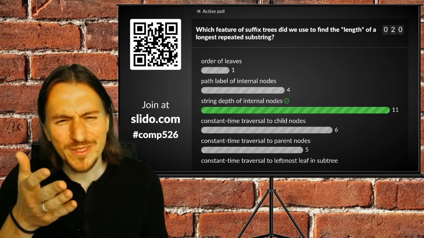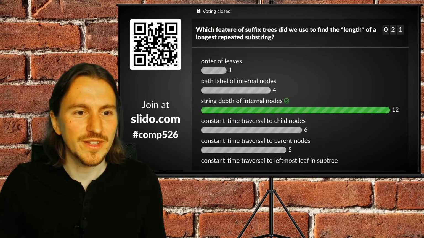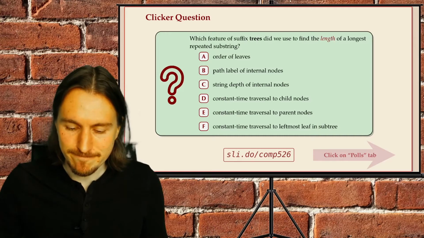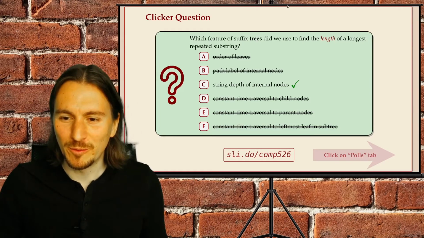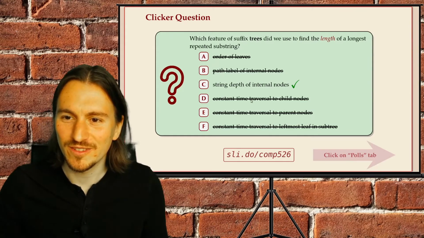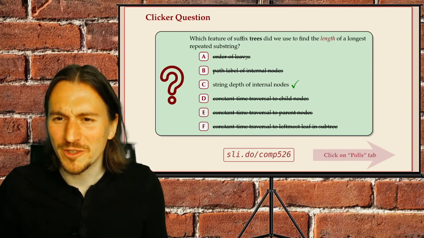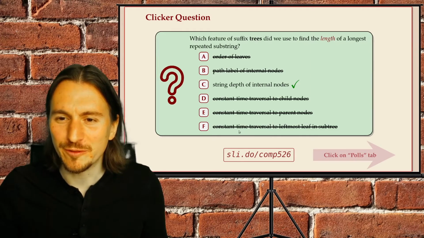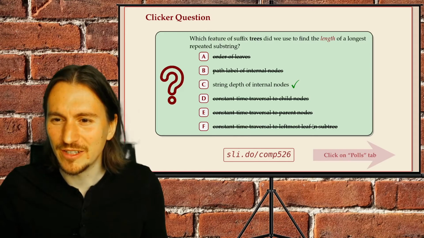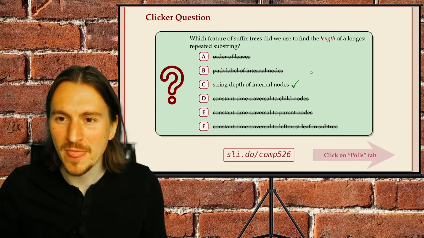So I marked the other answers as not correct, but the truth is that the algorithm probably uses some of the others as well. The traversal probably needs the constant time traversal to child or parent nodes. We don't really use the order of leaves, to be fair, to be honest. We don't really use the jumping to the leftmost leaf in the subtree.